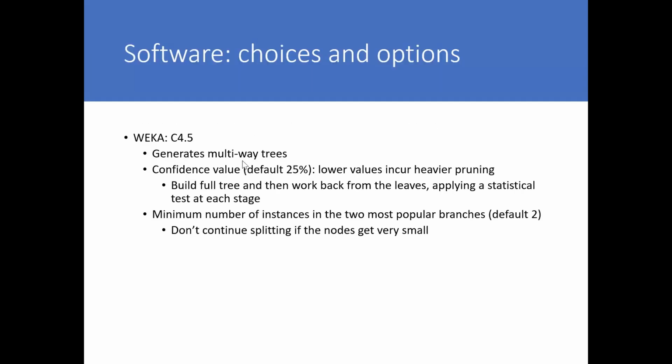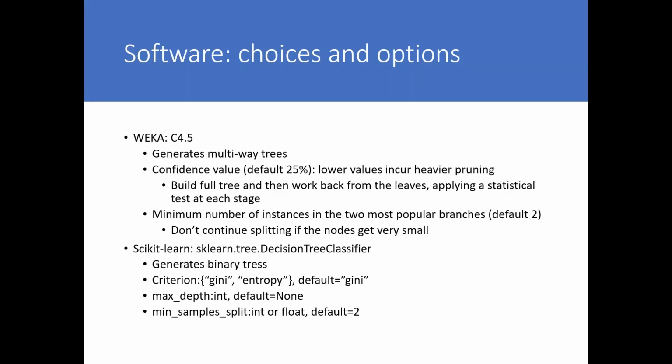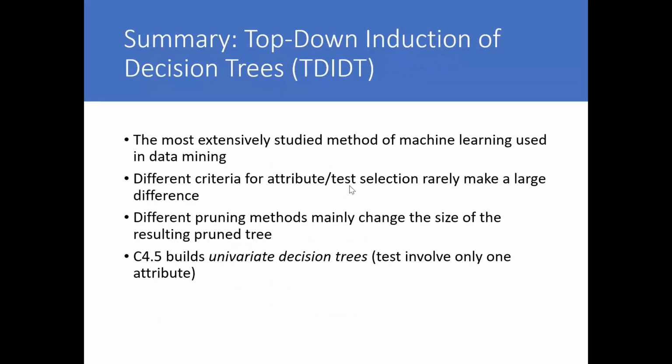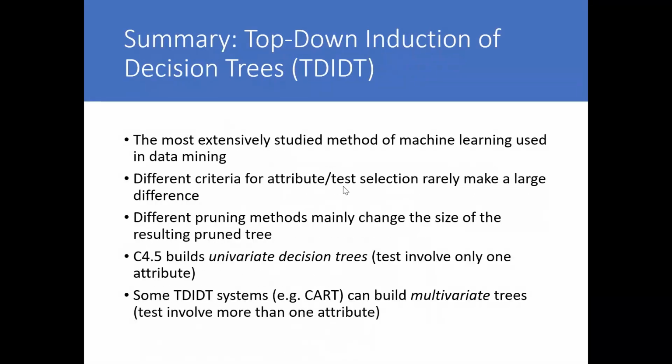So we were discussing error estimation. If you look at the software choices, we already discussed WEKA C4.5. I will discuss in a separate note how you select the scikit-learn DecisionTreeClassifier. So this is the summary of top-down induction of decision trees. You can use various different attribute selections, and based on that, you put instances into different classes.